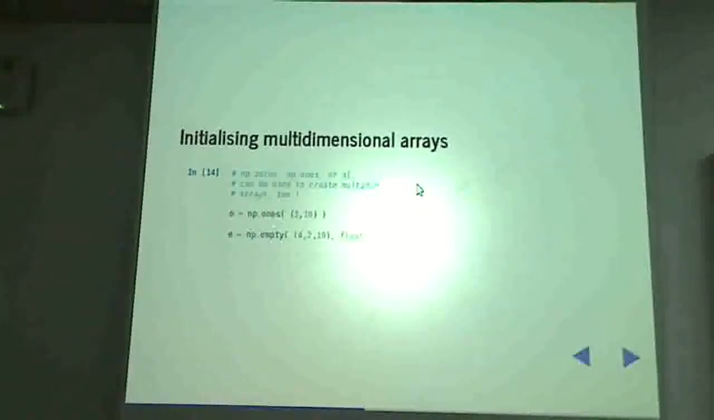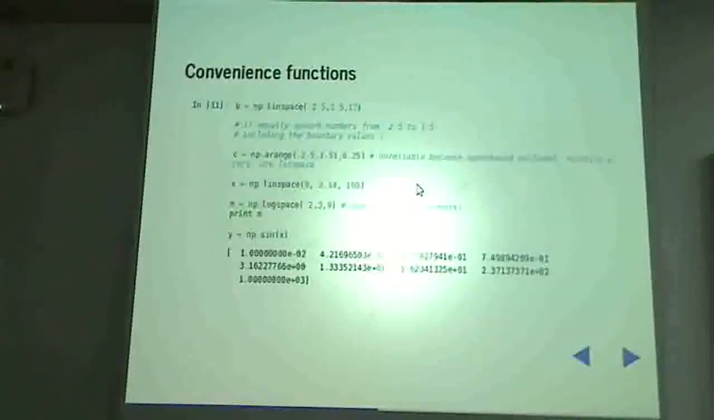Now I have initialized here a 3-dimensional array with 4 elements along the first dimension, 2 elements along the second dimension, and 19 elements along the third dimension. I have specified that it should be a float, and I have used np.empty, which is not a good idea. Maybe I should have used np.zeros or ones. There are a few more functions which are convenient.